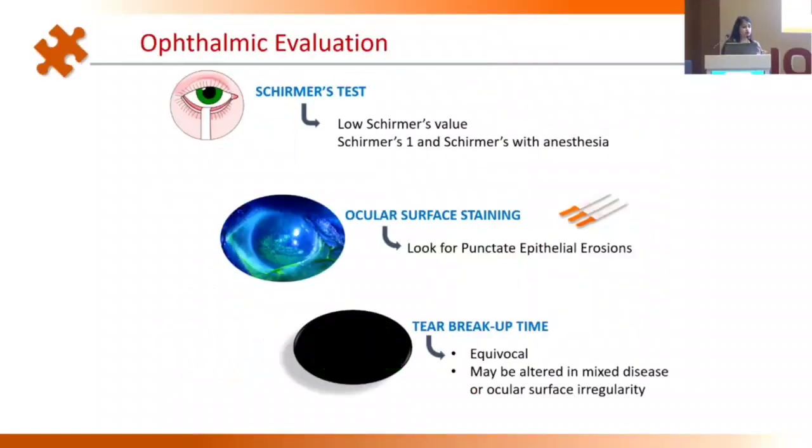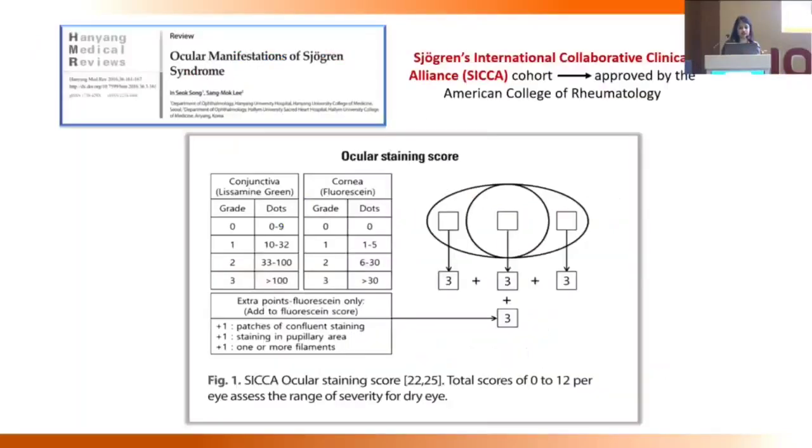So how do we go about the ophthalmic evaluation? First is our Schirmer's test, 1 and 2, ocular surface staining, look for any punctate erosions, the SPK scores are fine SPKs, and the tear film breakup time is also equivocal to the severity of the disease.